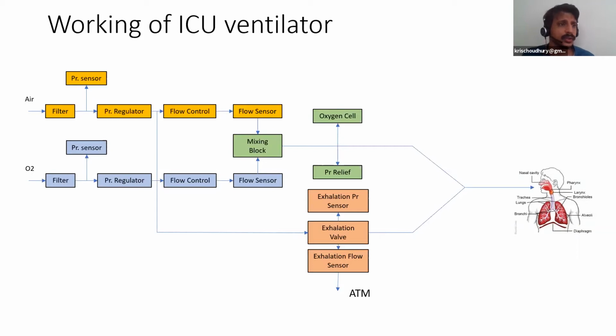So once you have ensured in the mixing block that both air and oxygen are mixed homogeneously, you send it through an oxygen cell, which is also known as an FiO2 cell. The FiO2 cell essentially measures the percentage of oxygen that is there, and ensures that the flow control happens in such a way that the amount of oxygen the doctor suggests is the amount of oxygen that's going to the patient. So this is one, and then the final piece is the emergency pressure relief.